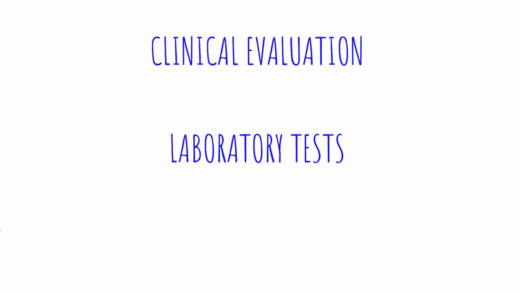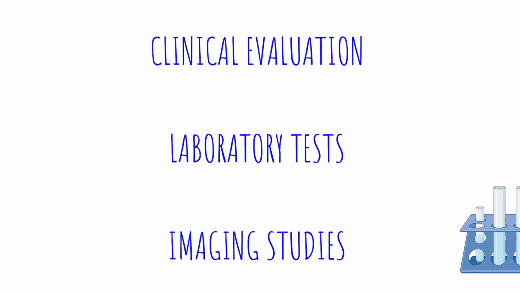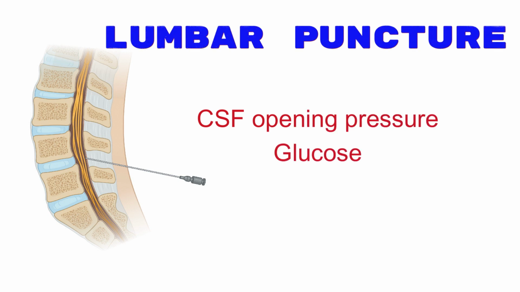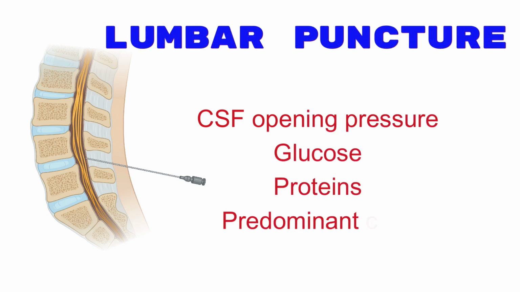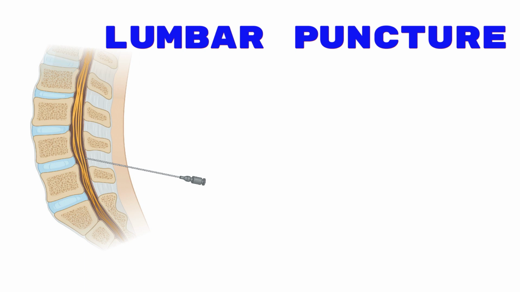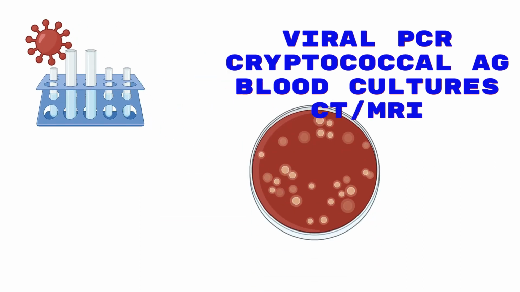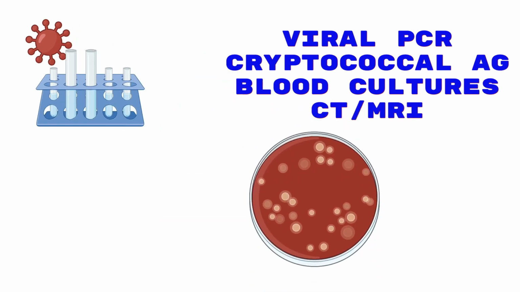Diagnosing meningitis involves a combination of clinical evaluation, laboratory studies, and imaging studies. The mainstream investigation is the lumbar puncture, where we will check the parameters like CSF opening pressure, glucose, proteins, and predominant cells to diagnose the type of organism causing meningitis. In addition to that, we can also do viral PCR for HSV infection, cryptococcal antigen, blood cultures, and CT-MRI if there's a focal neurological sign.